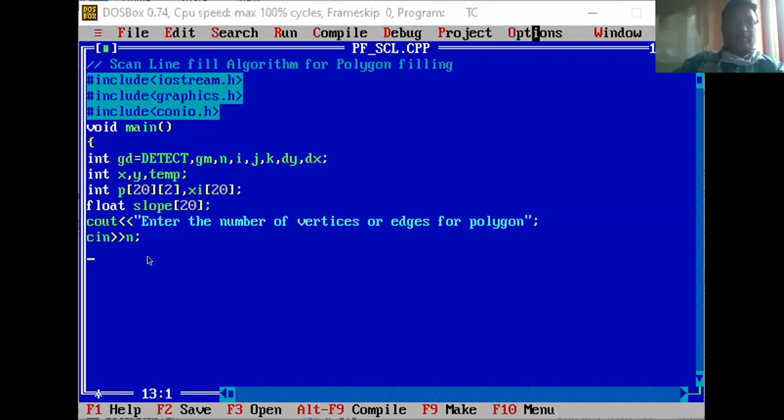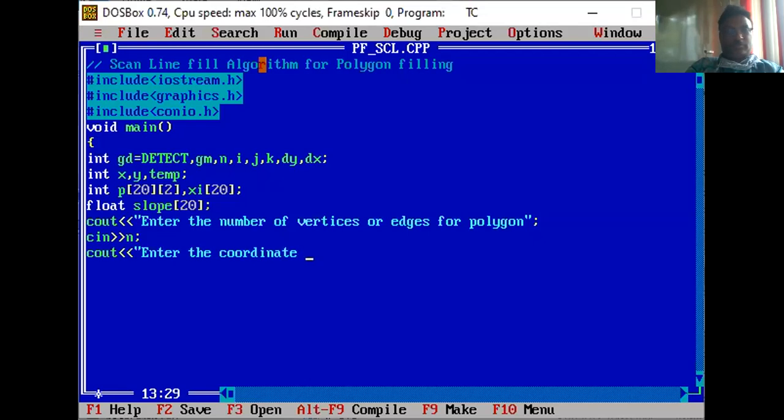So we now read, enter the number of vertices or edges of the polygon that you have to store in the n, and then you have to read the number of coordinates. Means again I have to put cout. Okay, so suppose that's my next line. Enter the coordinate of polygon. So here you have to read the polygon coordinates.